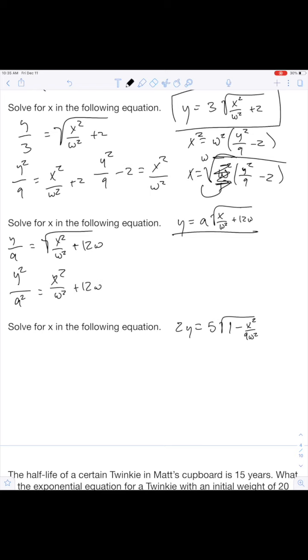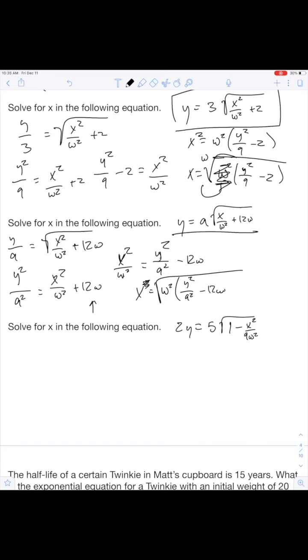Now, I don't really care about the w attached to this. It doesn't really affect me. I'm just going to treat it like anything else. So I'm, of course, going to subtract. So we now have x squared over w squared, that's our x, equals y squared over a squared minus 12w. Fine. Now I multiply by the w squared like I've been doing. X squared equals w squared times y squared over a squared minus 12w, and take the square root of everything.